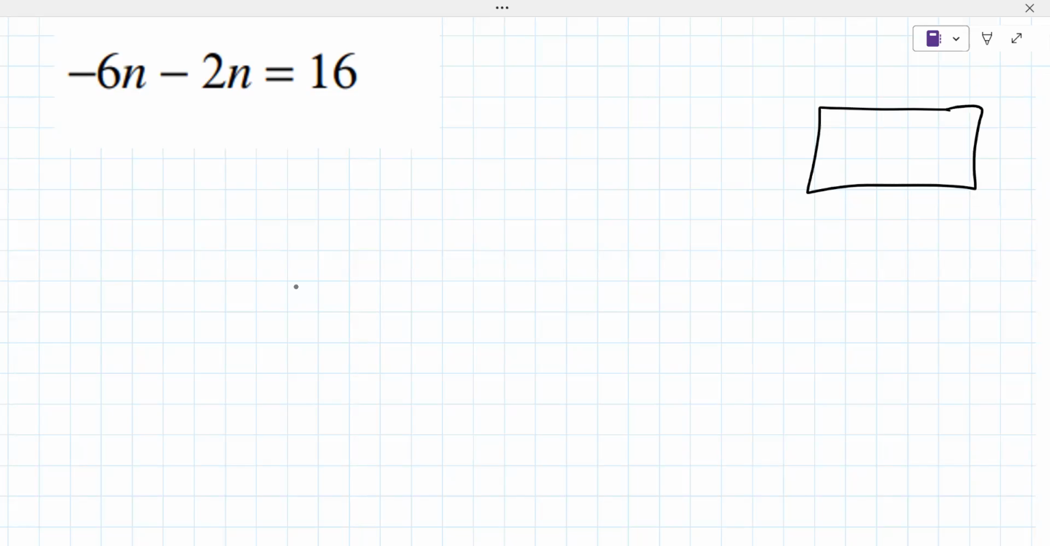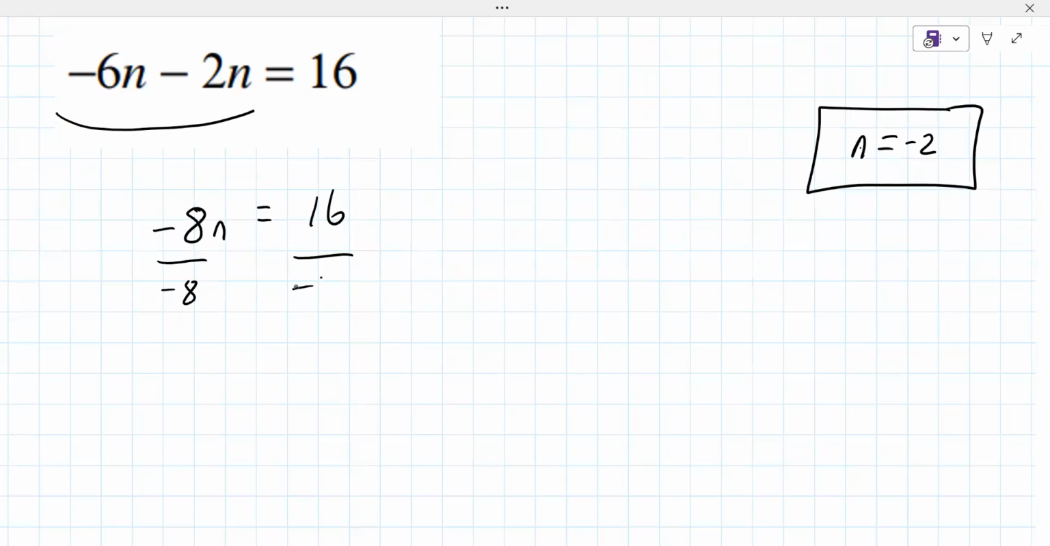N equals -2. Okay, tell me how you did that. Well, you have to do -6 minus 2, and that's going to be -8. And then you divide both sides by -8, and that equals -2. Very good. That was excellent. I didn't know if you were working on the problem or doing something else, but that's great.